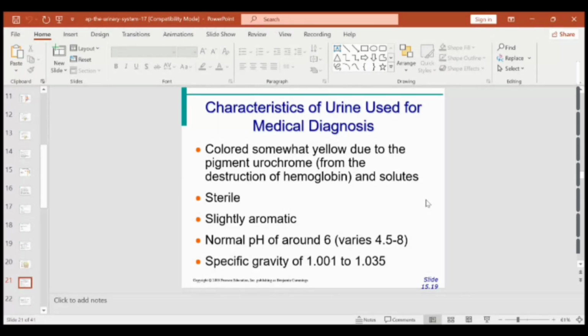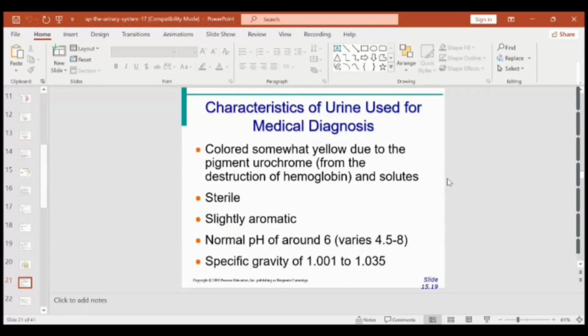You end up with forming urine, which will be stored at the bladder. And later, once the bladder stretches, the voiding takes place. But these are the characteristics of normal urine. The color is usually a little bit yellow because of the urochrome, which is a byproduct of the destruction or the heme synthesis.